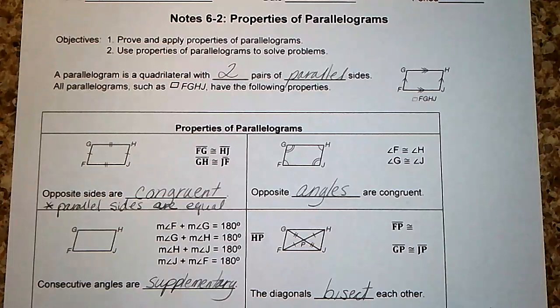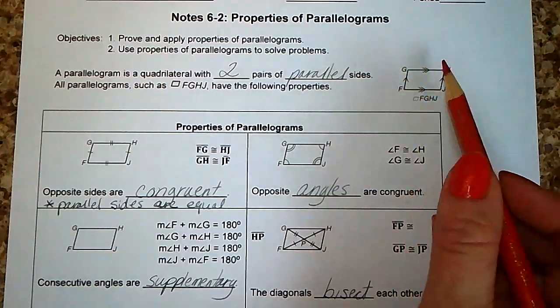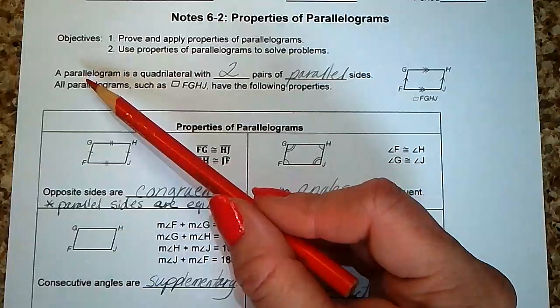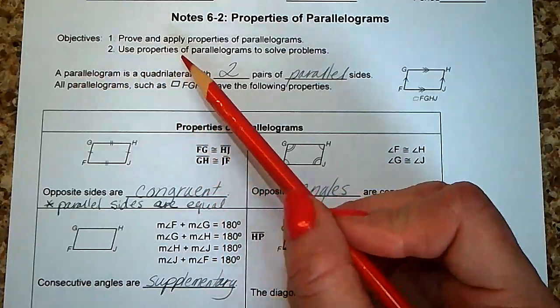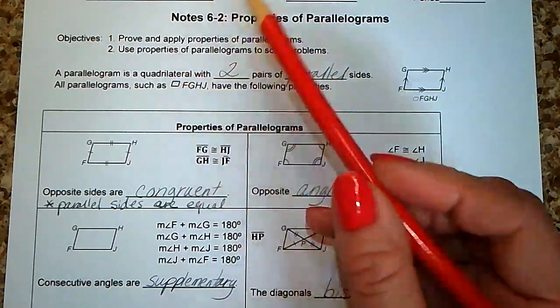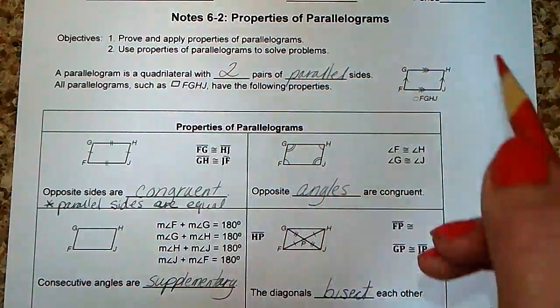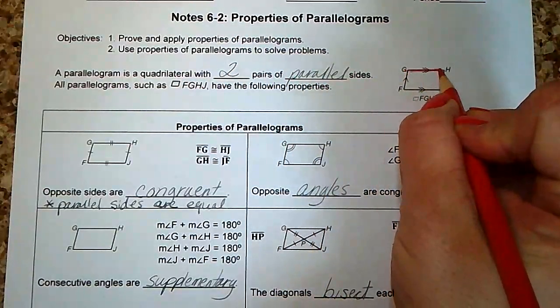Hi guys, today's lesson is on properties of parallelograms. Now, what makes a certain quadrilateral a parallelogram? Okay, so basically here's the definition. A parallelogram is a quadrilateral, so it's always a four-sided figure with two pairs of parallel sides. So parallelograms have to have two pairs of parallels.